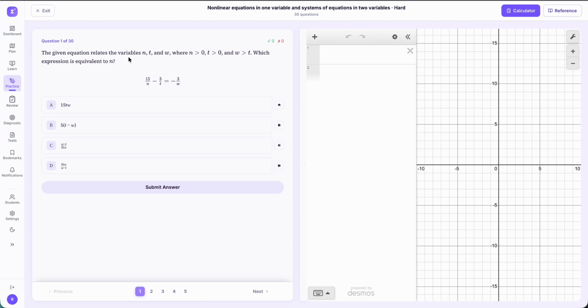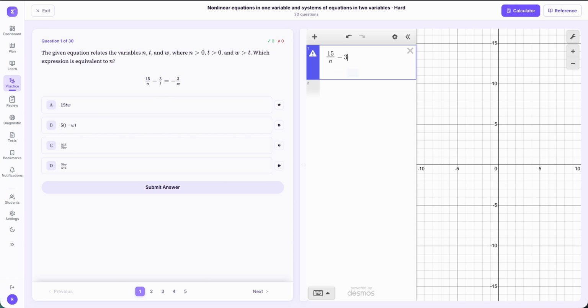The given equation relates variables n, t, w, where n is greater than 0, t is greater than 0, and w is greater than t. Which expression is equivalent to n? So basically, they want you to solve for n, right? That's the idea here. All of these are basically saying n equals, right? So algebraically, you'd have to manipulate this to get n by itself. That's going to be a little tricky, right?